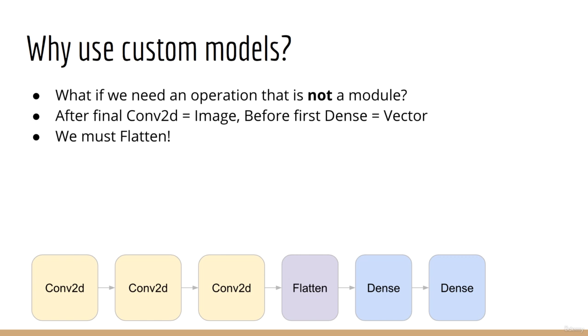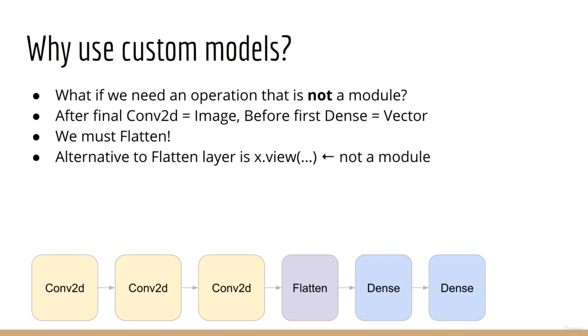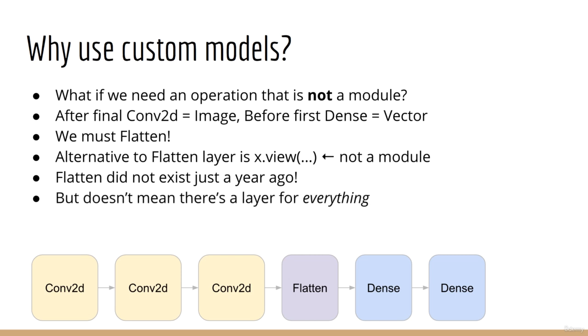In the case of flatten, we know that we can always just use the view function to reshape an image batch into a batch of vectors. In fact, not even 1 year ago, counting from the time this course was being made, there was no flatten layer in PyTorch, so you had to build a custom model. So you're lucky in that sense. Today, a flatten layer exists, which makes things easier for you, but at the same time, there are still many things you might want to do where there does not exist a pre-built layer for you.